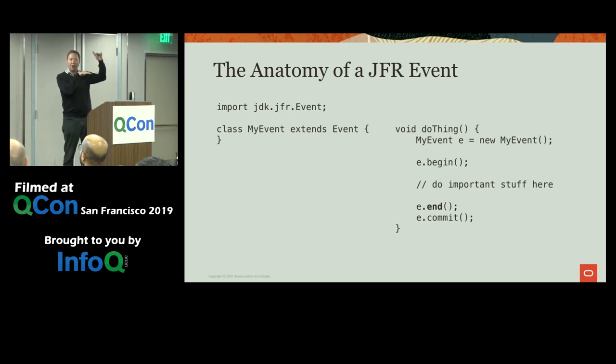So now it has the start and the end point, or the duration of the event, right? And then you say commit, and that's actually what takes the event data and puts it into the event stream, stores it off inside of the VM, and we'll see more about how that works.